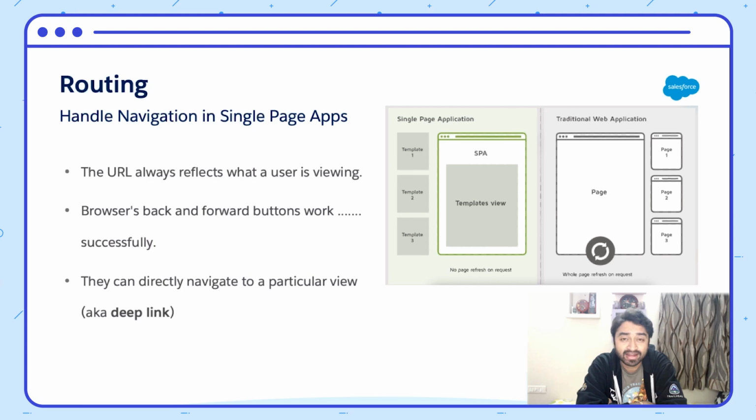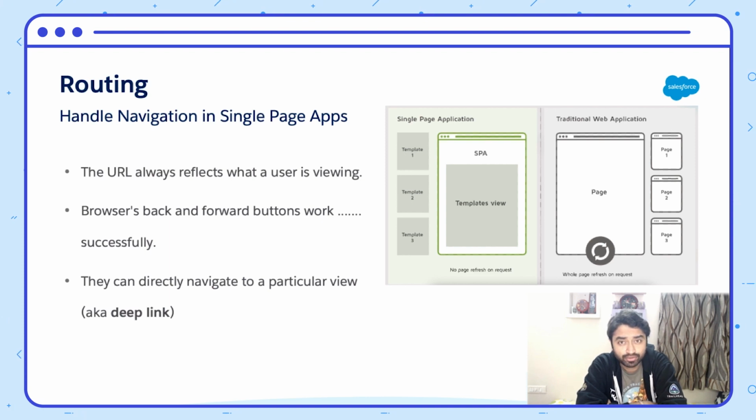The browser back and forward button should work. And the user can directly navigate to a view with an appropriate URL, which is called deep linking. A typical example for this is Salesforce. It is a single page application, but the browser back and forward buttons work. And using a record URL, you can directly go to the record view.